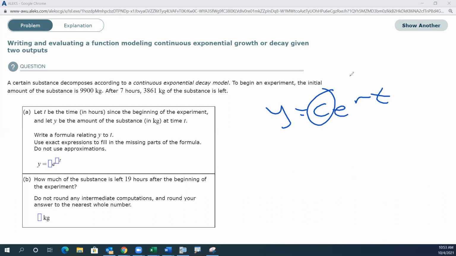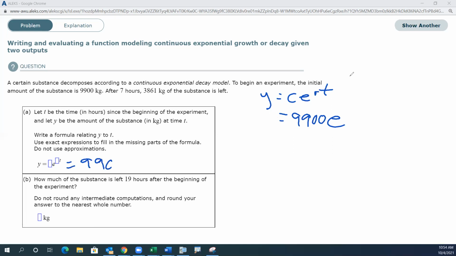Okay, so let t be time since the beginning of the experiment, and y is the amount left over. Write a formula for all this stuff. Okay, so we've got to fill in the two boxes. Cool. Well, we know that C is 9,900 because that's the initial amount. And so we got that. Cool. 9,900 e to the something t.